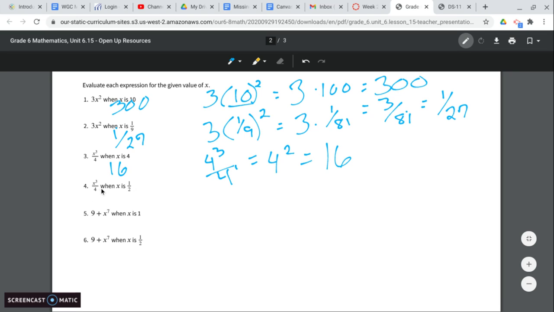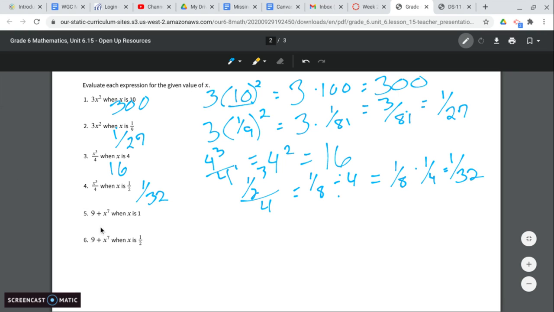All right, so here we have when x is 1/2. So we're going to have 1/2 to the third over 4. Well, we know 1/2 to the third is going to be 1/8. Hang on. 1/8 divided by 4. We use same times flip. So 1/8 times 1 over 4, which will give us 1/32.